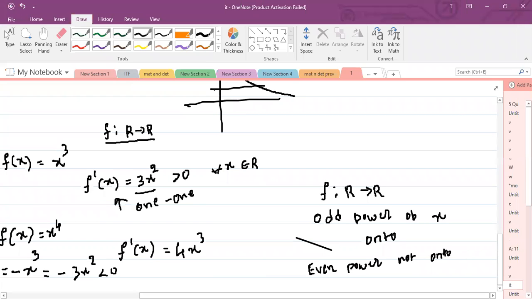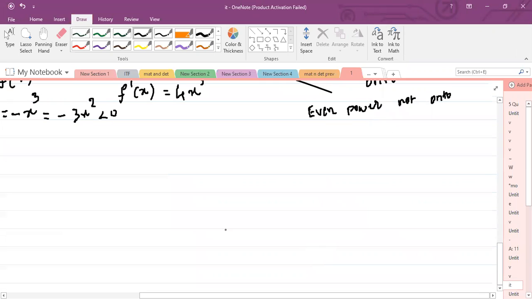Therefore, x square, x raised to 4, x raised to 6, all these functions from R to R will not be onto functions. But x cube, x raised to 5, all these functions will be onto functions from R to R. So now I will consider a JEE question.